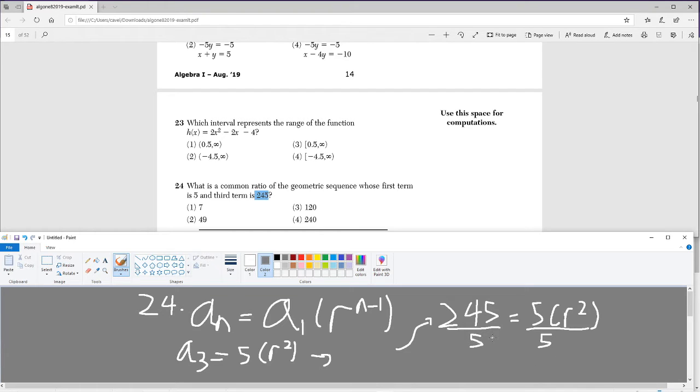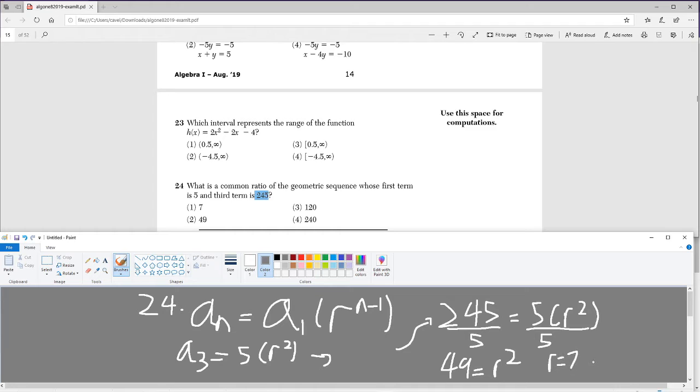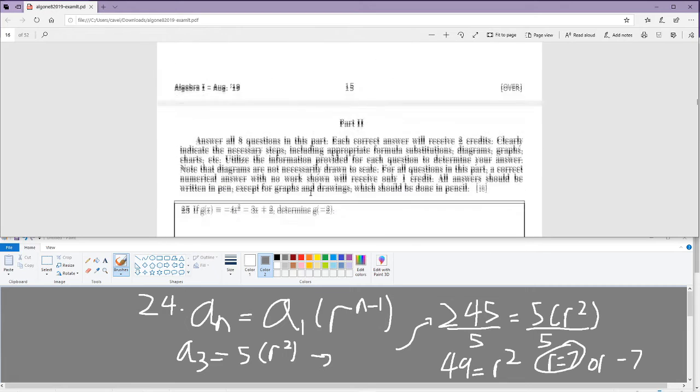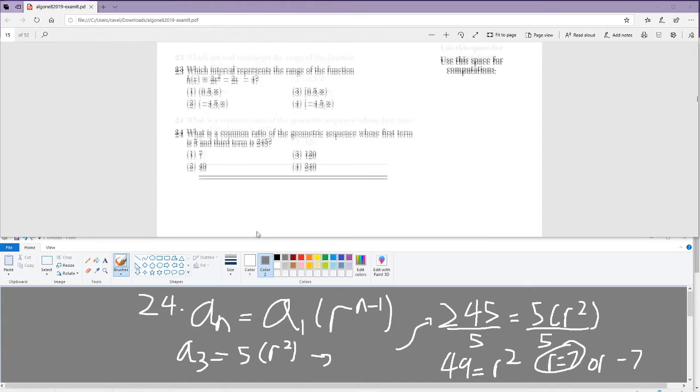Now to find out r, divide by 5. 5 goes into 24 4 times. 5 goes into 45 9 times. So that means 40 plus 9, 49 is equal to r squared. Therefore, r is equal to 7 or negative 7. But since we're dealing with a geometric sequence, it should be 7, which is choice number 1. All right, that's number 24. So choice number 1 would be the correct answer, which is 7.